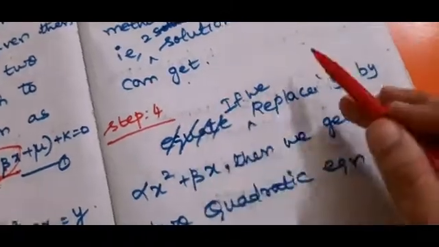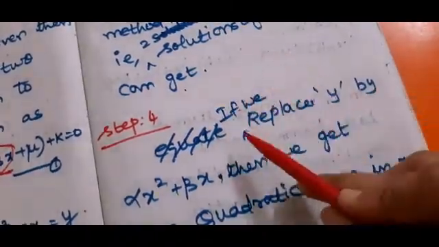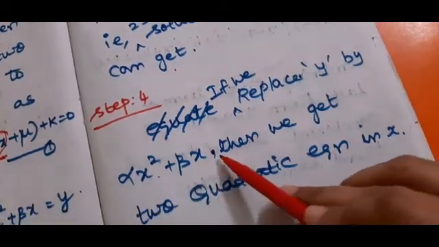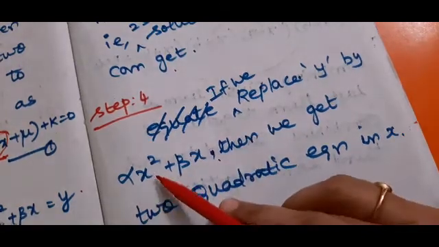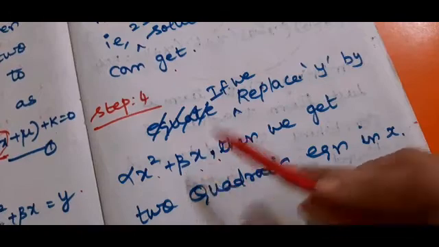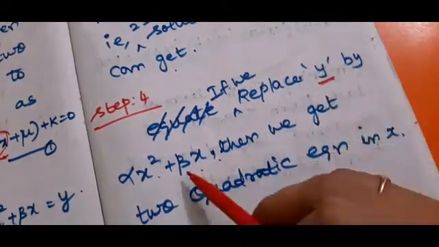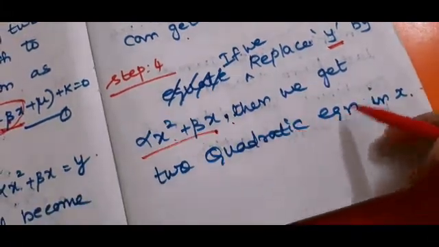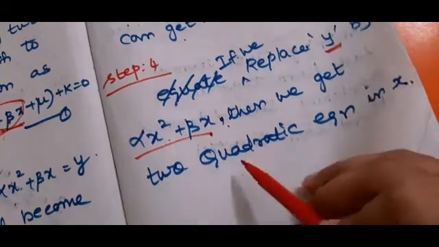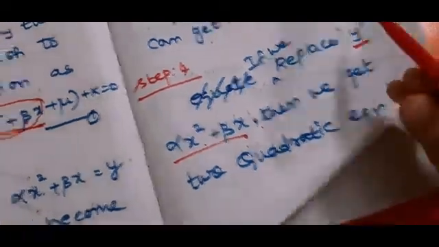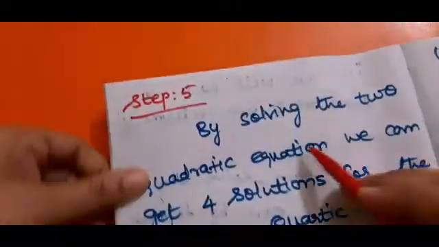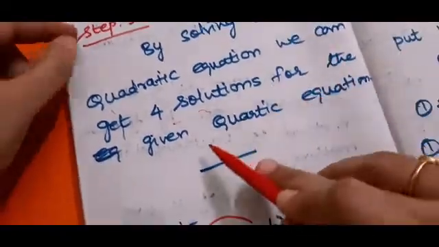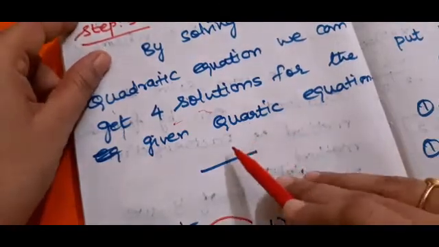Then step 4: after getting the y values, we replace y by αx² + βx, because y = αx² + βx is what we assumed. After getting the value of y, I replace it with αx² + βx. Then we get 2 quadratic equations in x. Now again you have to solve the two quadratic equations. We get 4 solutions for x. Those 4 solutions will be the solutions of the quartic polynomial.